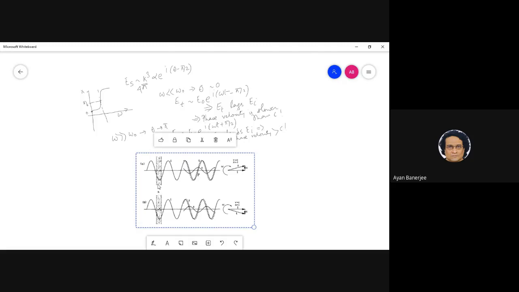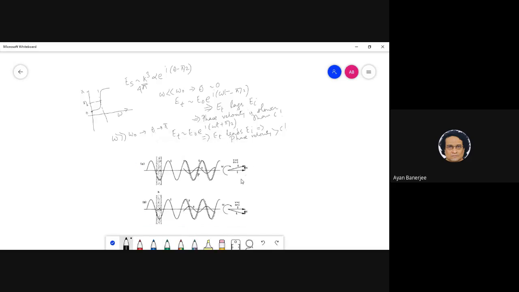So can you see this clearly? This is my omega less than omega 0, and this is my omega greater than omega 0. And Rohan, this is essentially what I'm trying to say. So I have this Ei, Es, and this is a vector diagram. So very clearly you have v less than c, and this is what they show.